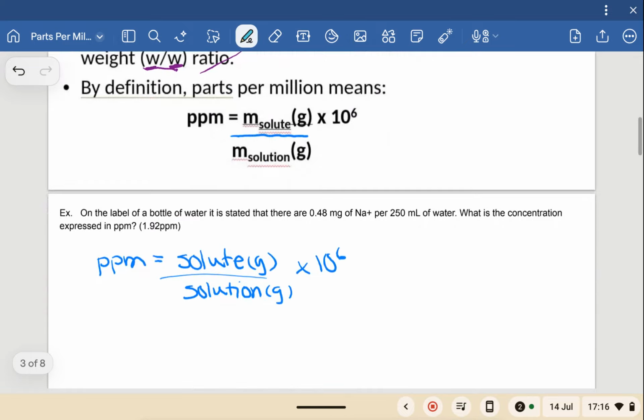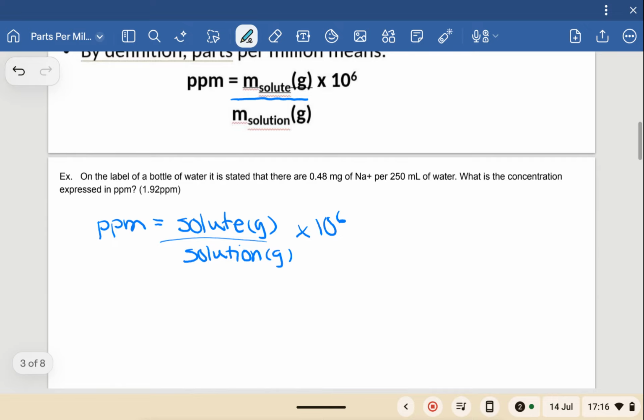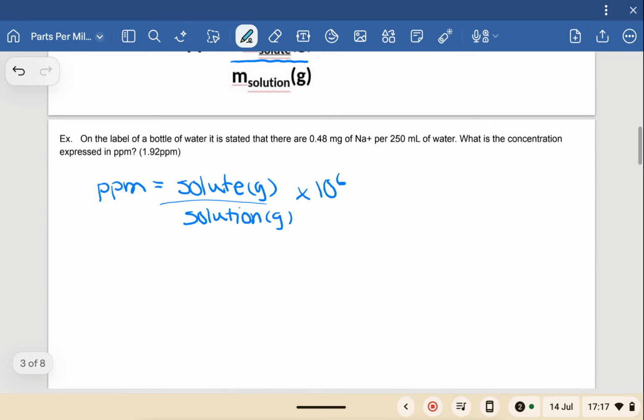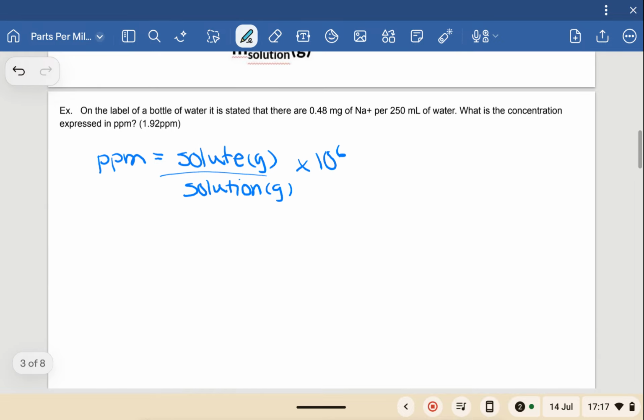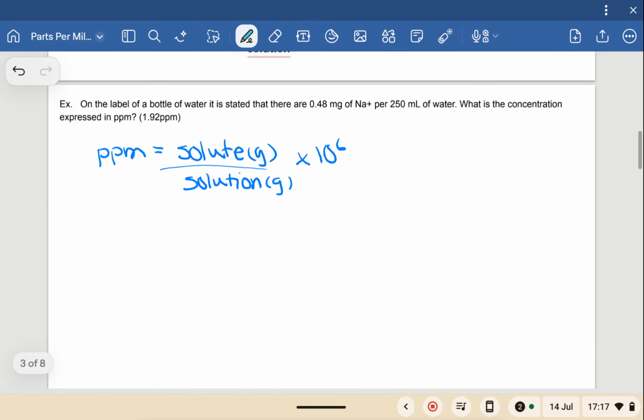I will show you an easier way to calculate this if you're struggling with the math part when we get to the end. But these questions, I think, are not that bad. What makes it a bit more challenging is all the converting you need to do. In this example, we have a bottle of water with 0.48 milligrams of the sodium ion per 250 milliliters of water. What is that concentration in parts per million?